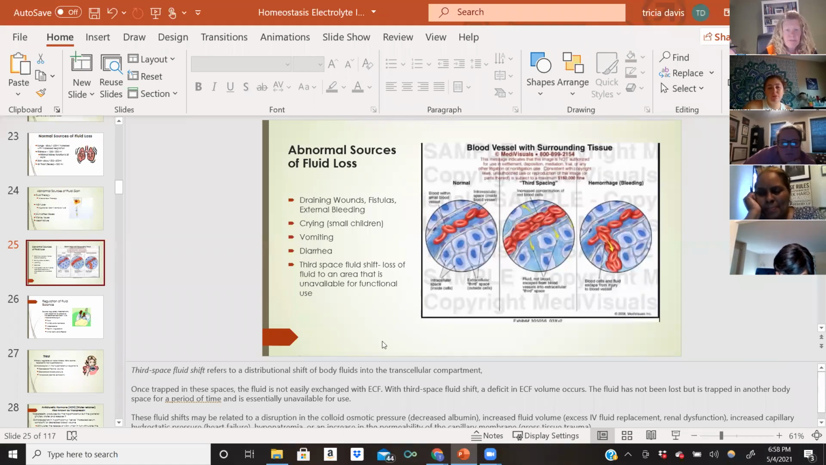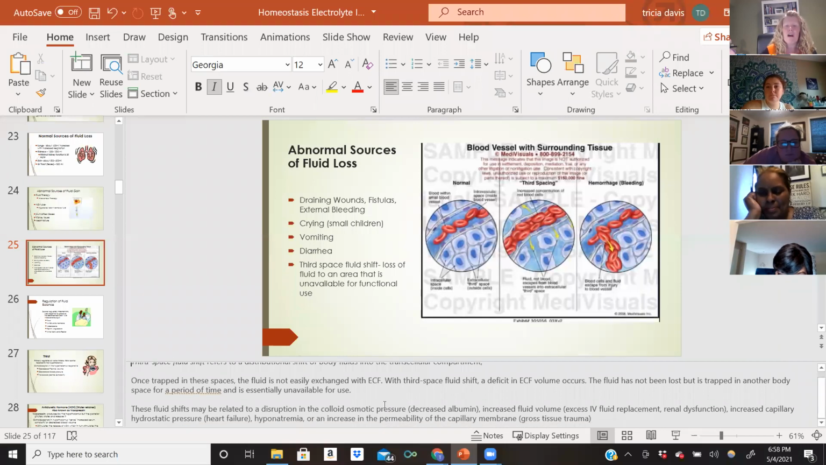Let's see, would that be like edema? Yes, it is edema. So these fluid shifts can come from disruption in that colloid osmotic pressure. So maybe if you see a decrease in albumin, it can come with increased fluid volume, or increased capillary hydrostatic pressure, which we see in heart failure, things like that.